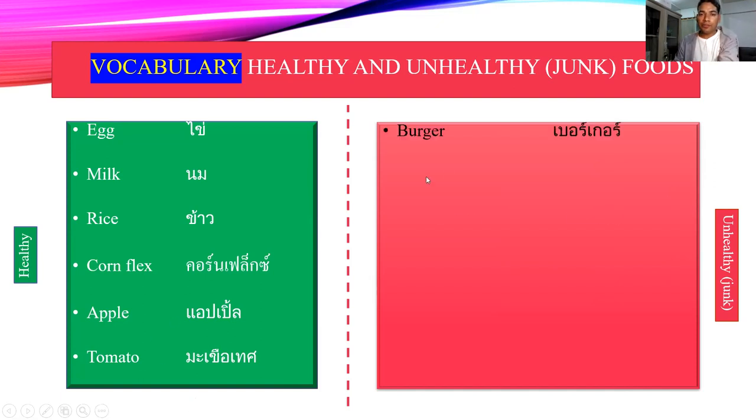Next, unhealthy food. In unhealthy food, number one is burger. Do you know unhealthy food? That is not good. Number two, pizza, we like it but it is not good. Number three, hot dog. Number four, chips, potato chips, that we call Lays. That is unhealthy food, a problem for the stomach.